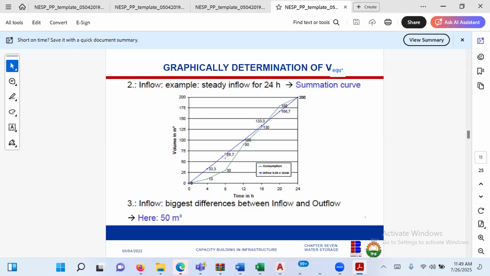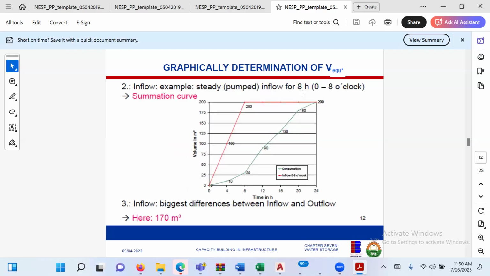Now, if you check, you see there's a gap between the blue line and the green line. That shows you the volume of water that should be stored. Sometimes during the morning hours, until around 12 o'clock, the consumption is lower than the inflow. But towards the night time, the consumption becomes higher than the inflow. So the excess water that you stored in the morning will be used in the evening.